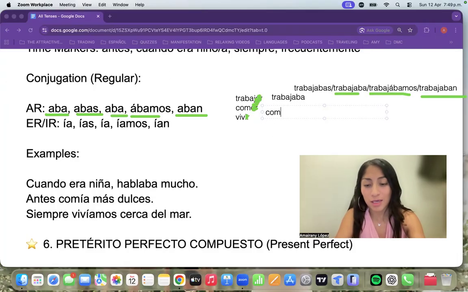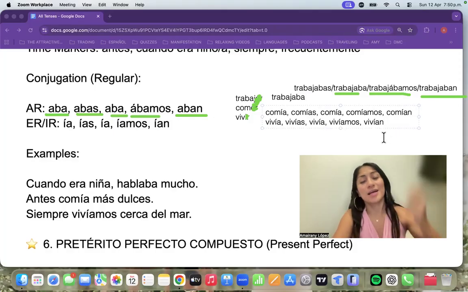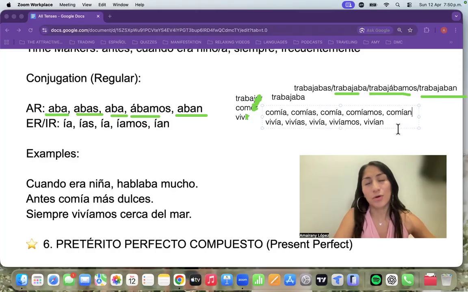So it would be comía and vivía. It would be comías and vivías. Comía and vivía. Comíamos and vivíamos. And vivían, or they comían. Perfect. Okay, so that is I used to eat, or I used to live, you used to eat, you used to live, and so on.